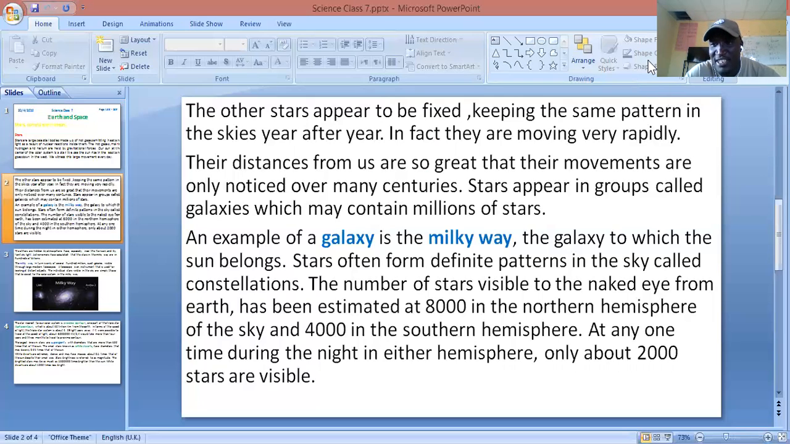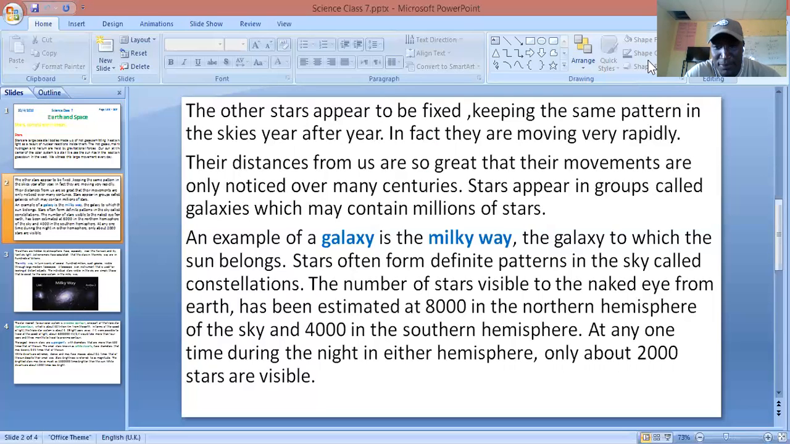You would have come across such a word in class 3, class 4, class 5, and class 6 up to now. Stars appear in groups called galaxies, which may contain millions of stars. An example of a galaxy is the Milky Way. The Milky Way is the galaxy to which the sun belongs, meaning the sun belongs to a group of stars called the Milky Way.